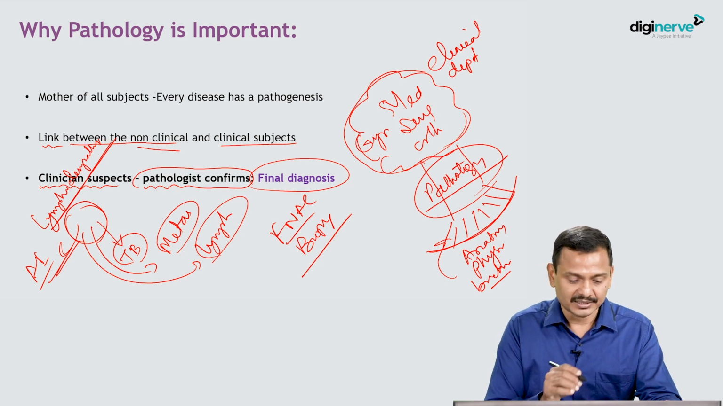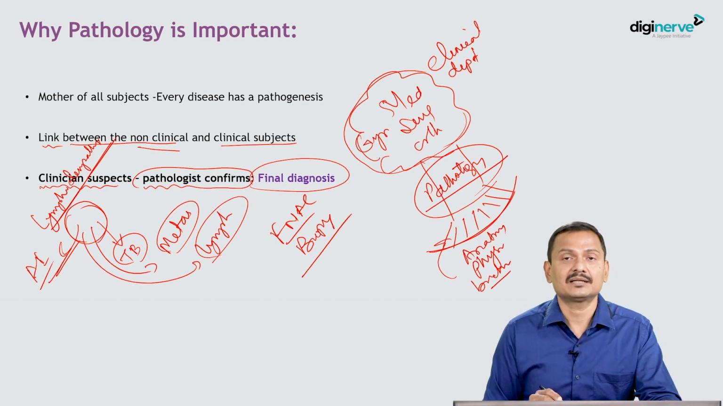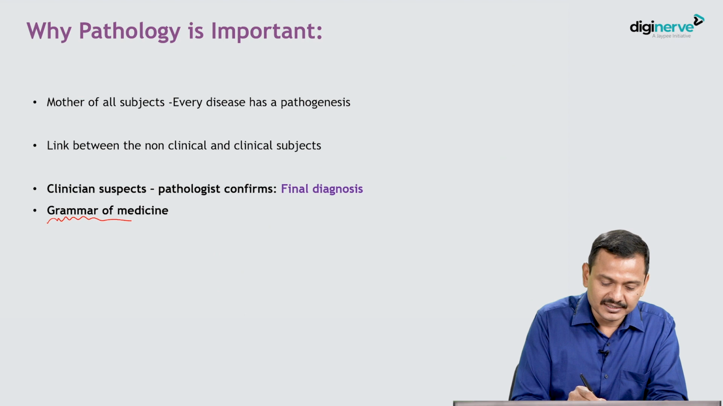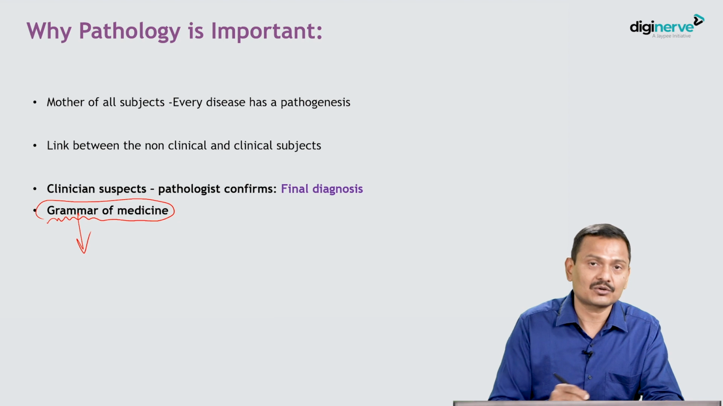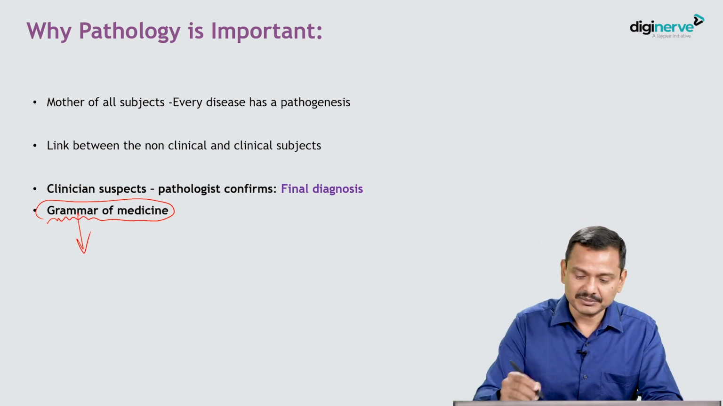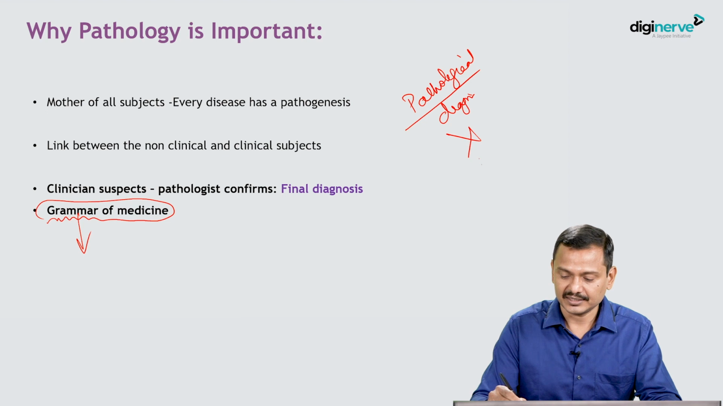So you can make out that every disease will have a specific type of therapy, and that is decided by the pathologist. Once the report says carcinoma, treatment is different. Once the report says lymphoma, the treatment is different. And that is why I believe in saying that pathology is the grammar of medicine. If your grammar is wrong, your English will be very poor. Similarly, if your pathological diagnosis is wrong, then the whole treatment process will go wrong.